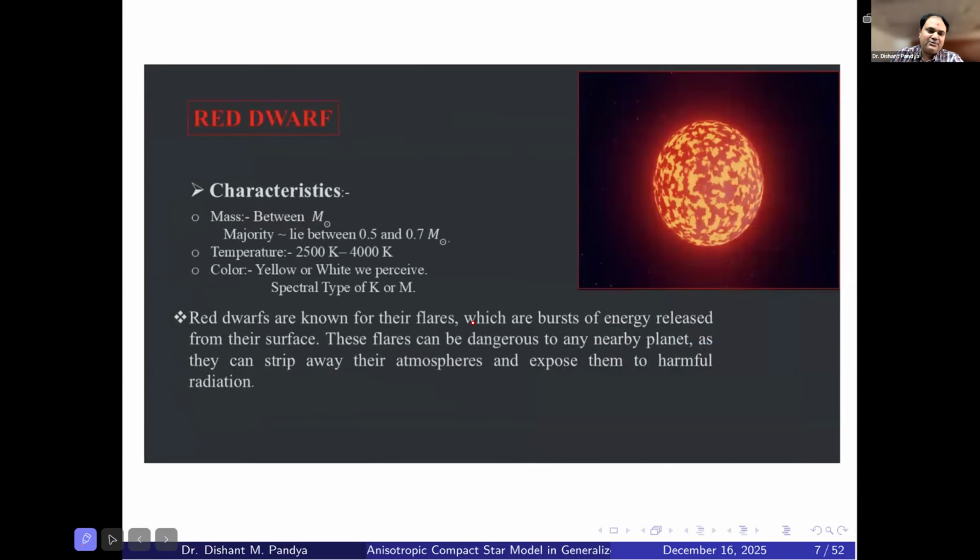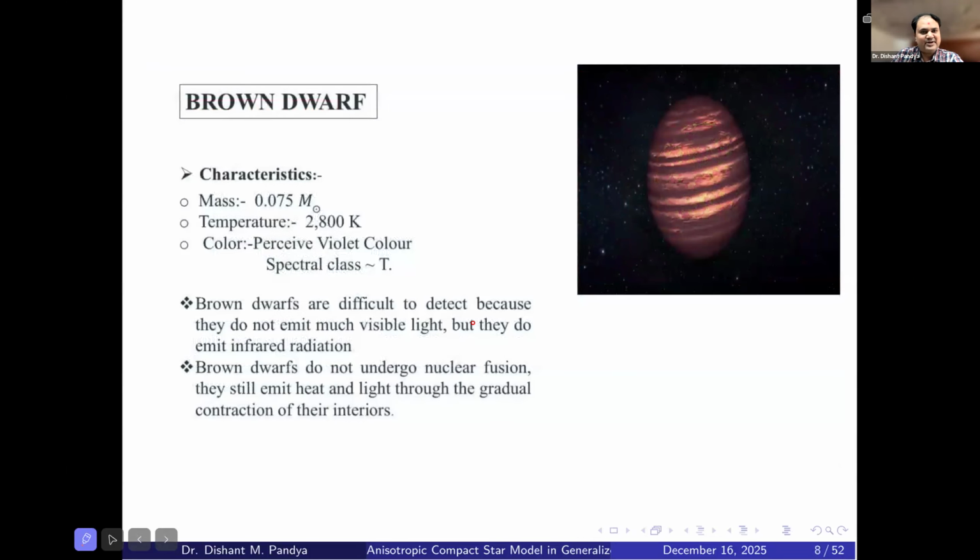The red dwarf, again, these are dwarf stars, as you can see, and hence they have a lower solar mass along with some special peculiar properties. Similarly, for the brown dwarf, you can see the violet color structure here, and they have very low visible light. So they do not have that much intense emission of radiation.